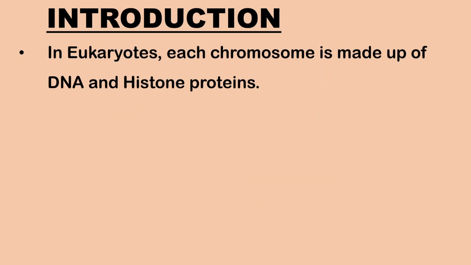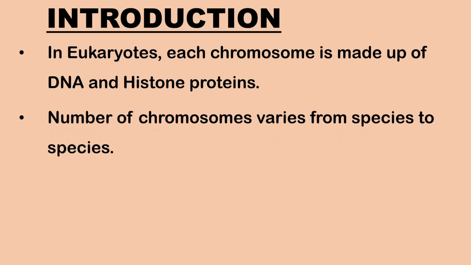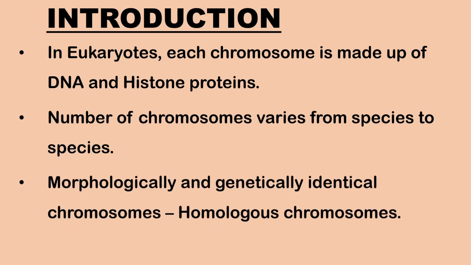In eukaryotes, each chromosome is made up of DNA tightly coiled around histone protein. The number of chromosomes varies from species to species, but it remains constant for a particular species. Chromosomes, which are morphologically and genetically identical, are known as homologous chromosomes.